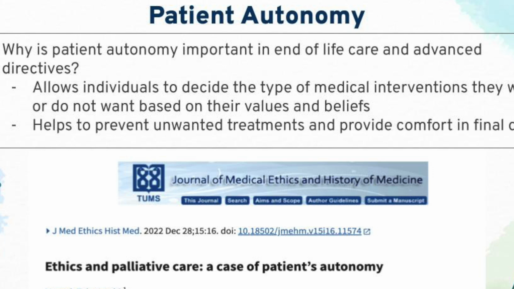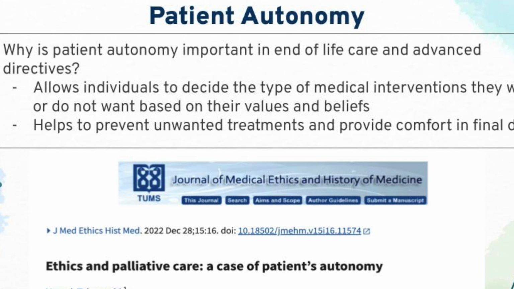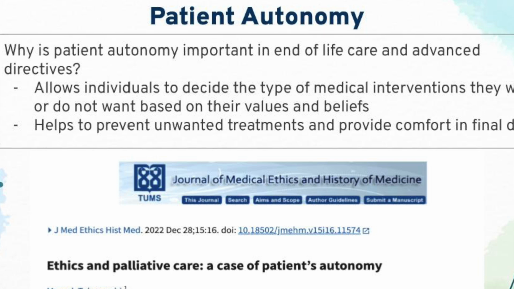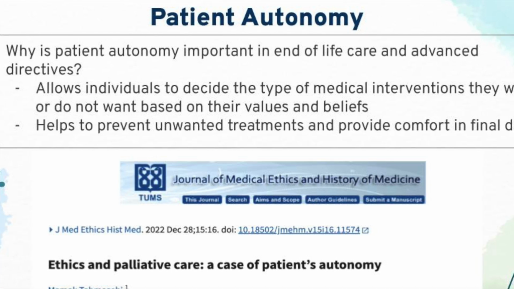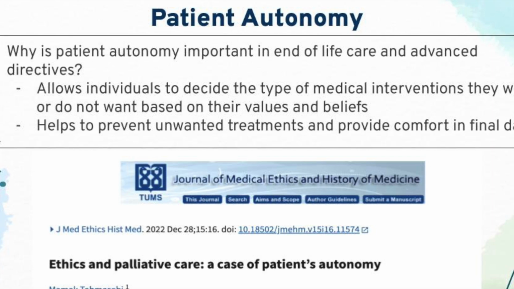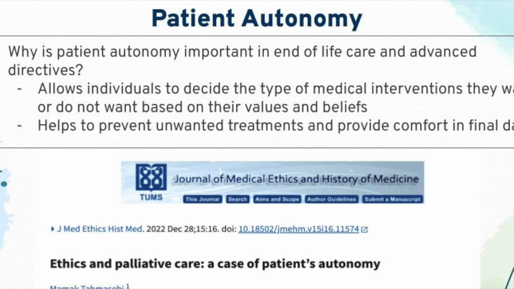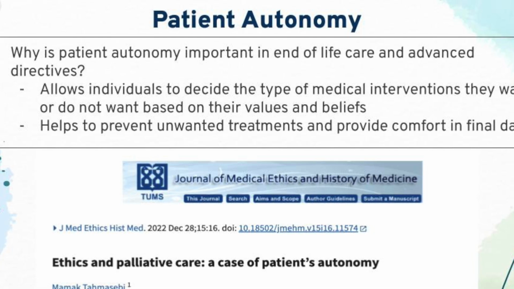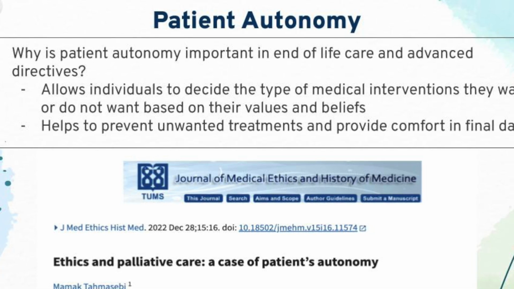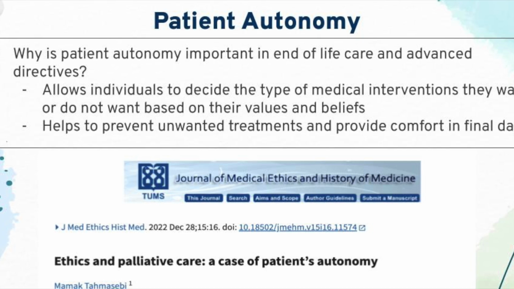Okay, so next we'll be talking about patient autonomy. Patient autonomy is connected to end of life care and advanced directives as it ensures that individuals have control over their medical decisions, especially during moments when they cannot speak for themselves. In this slide, you can see that patient autonomy also helps to prevent unwanted treatments and overall provides comfort and respects the patient's wishes. So next we'll be looking at a brief case study.